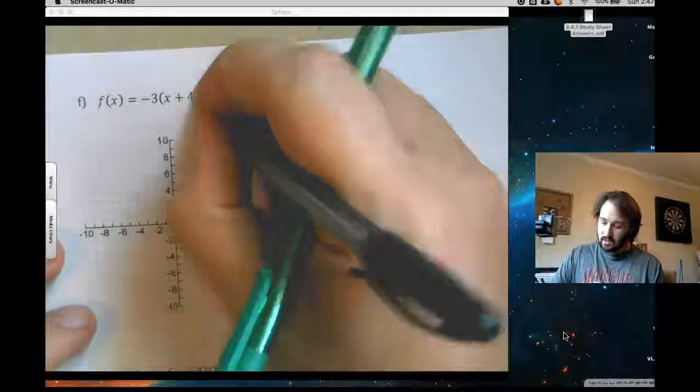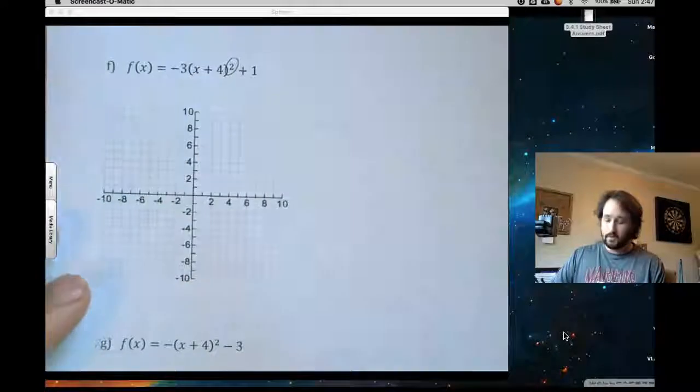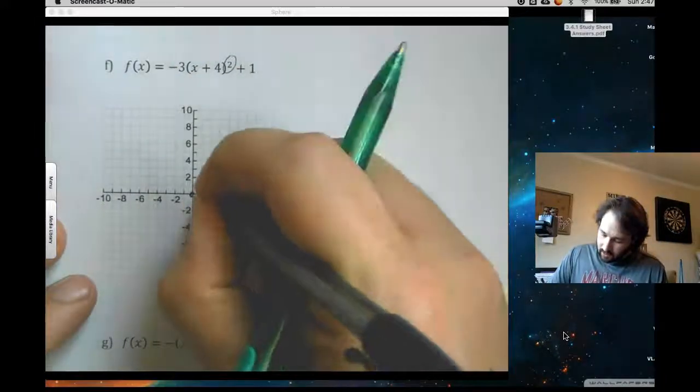All right, so the first thing I notice is I have a squared, so I have a quadratic. So I'm going to go ahead and put my quadratic parent function on here.